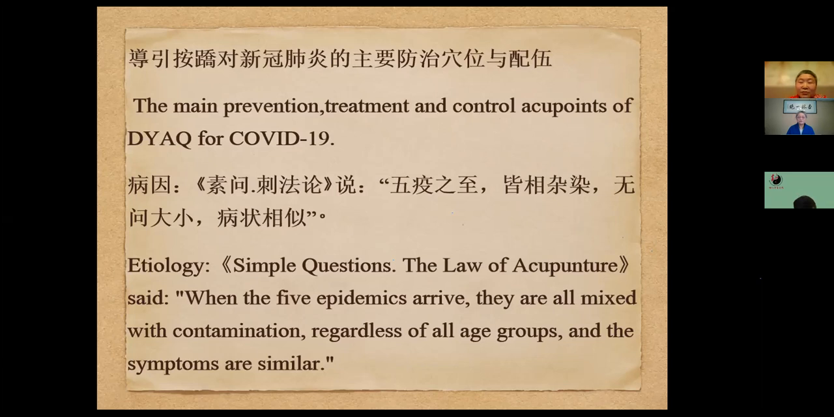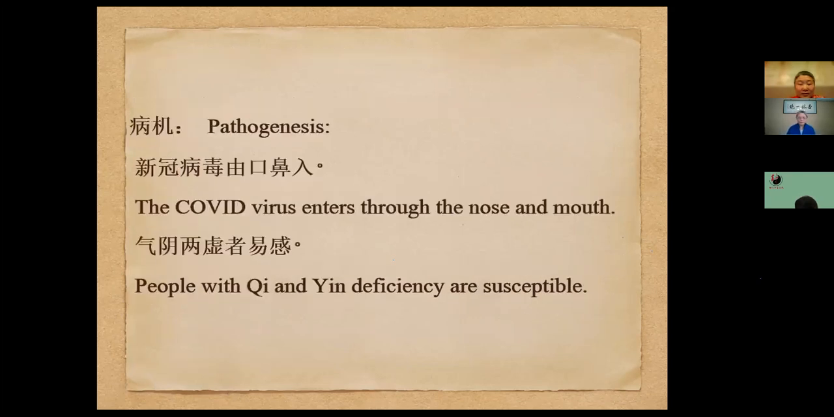And the most important is to prevent COVID-19. So we can see from the etiology, in the Law of Acupuncture it said, when the five epidemics arrive, they are all mixed with contamination, regardless of age group, and the symptoms are similar. So in 1,000 years, TCM already talked about what an epidemic is like. And in this epidemic, sometimes the whole family has COVID.